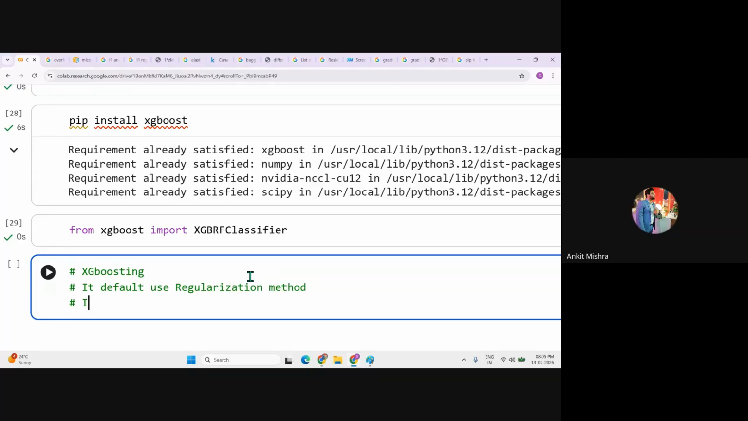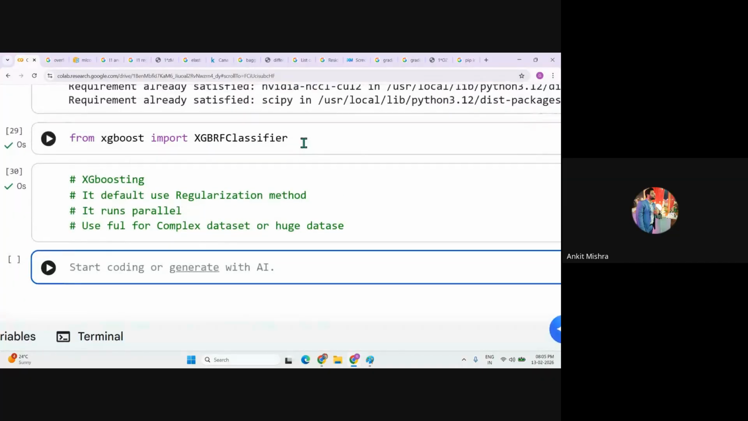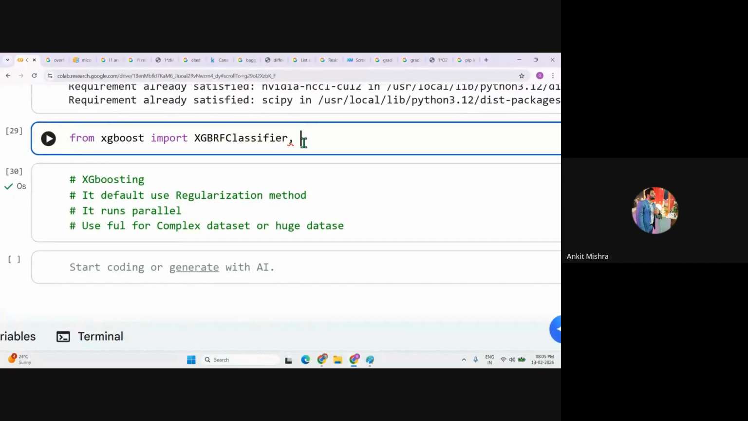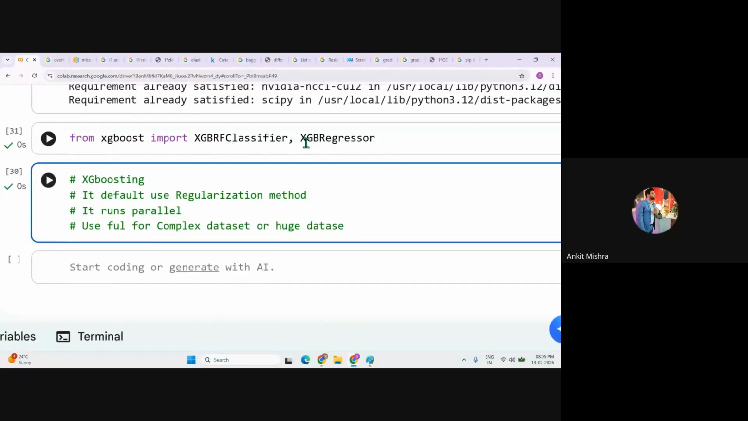It runs in parallel, right? It runs in parallel, and if you are getting a complex data set, it is useful for a complex data set or a huge data set, right? And you can use this XGBoost classifier as well as the regressor part as well. Use this one, right? XGBoost regressor.